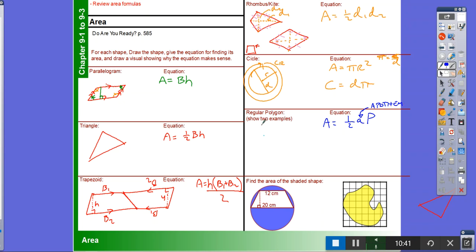Okay, well, going back to my hexagon. If I were to draw my equilateral triangles again, the apothem describes the height of the equilateral triangle. In other words, it is the perpendicular distance from the base to the center of the regular hexagon, or the regular polygon. So this here is the apothem.